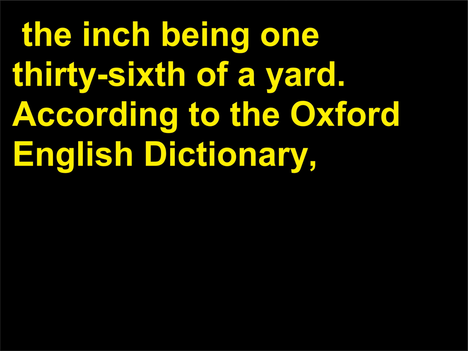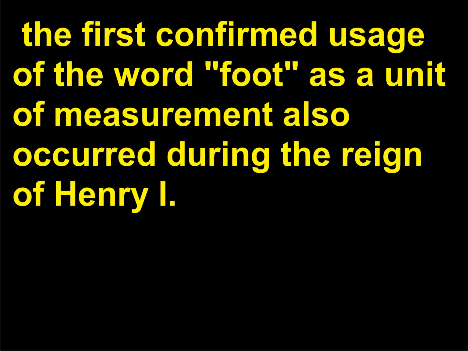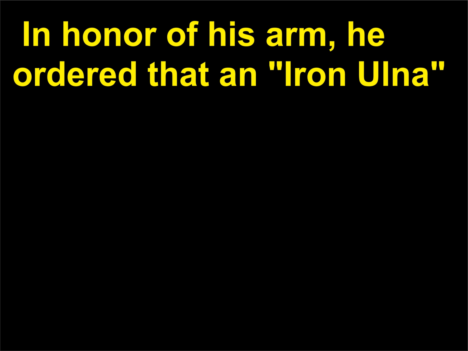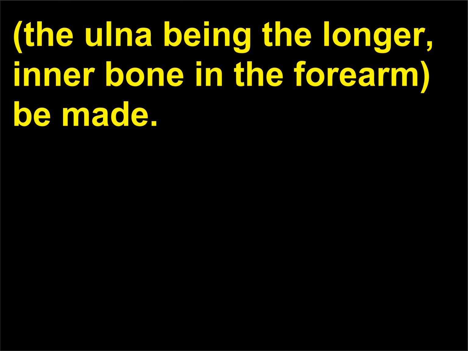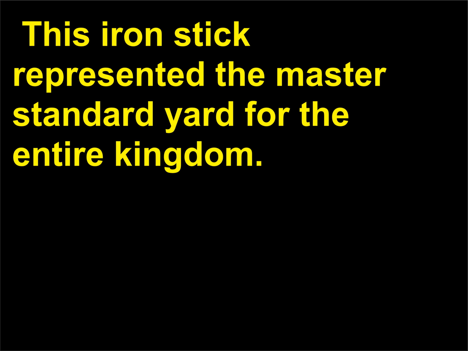According to the Oxford English Dictionary, the first confirmed usage of the word foot as a unit of measurement also occurred during the reign of Henry I. In honor of his arm, he ordered that an iron ulna, the ulna being the longer, inner bone in the forearm, be made. This iron stick represented the master standard yard for the entire kingdom.